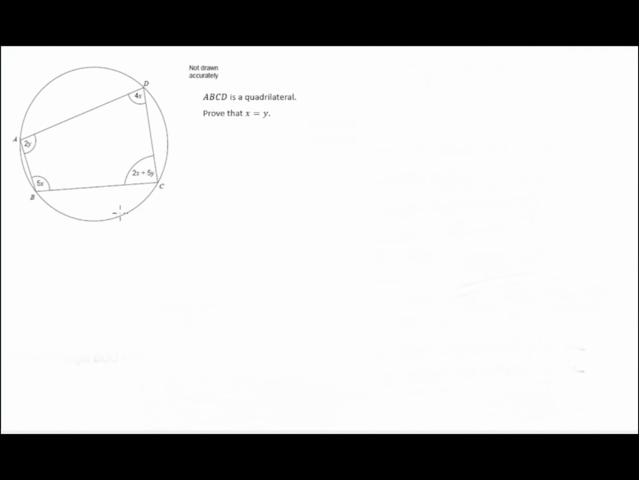For this diagram, we can see that a quadrilateral has been inscribed in a circle and all of the vertices touch the circumference. So this is called a cyclic quadrilateral. A cyclic quadrilateral is basically a quadrilateral inscribed in a circle for which all the vertices touch the circumference.